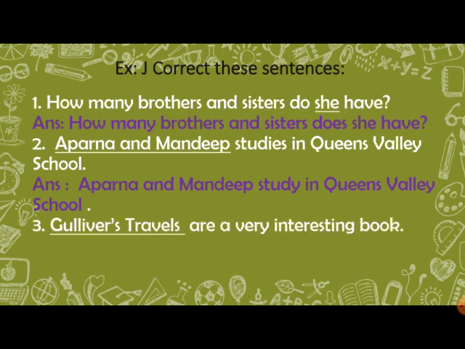Next sentence, Gulliver's Travels are a very interesting book. Dear children, Gulliver's Travels is the name of a book. It is the name of one book. So we will remove are and place is. Gulliver's Travels is a very interesting book. I have solved three. I hope you will solve the rest of the sentences.